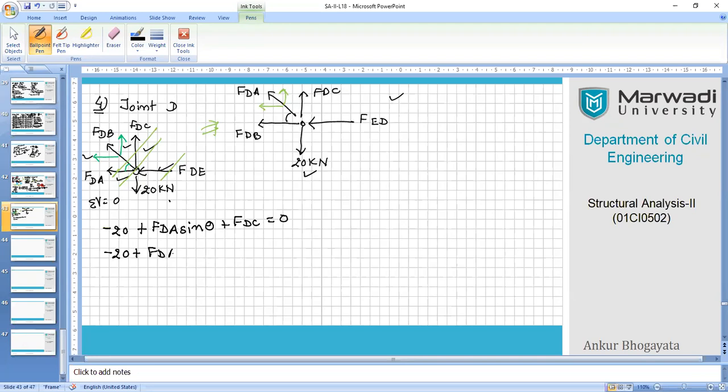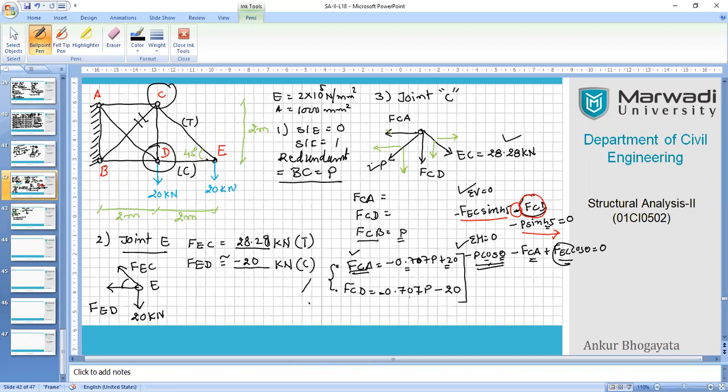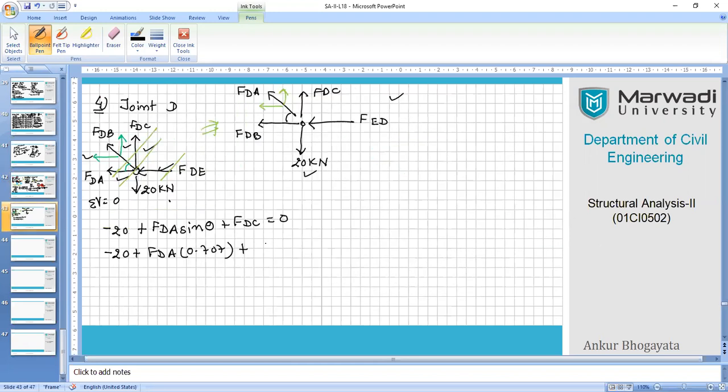F dA 0.707 plus we do have the DC value, and that we will write here. So that is negative 0.707 times P minus 20 equals 0. So now I think you can give me the value of FDA, right? Now you people work upon it.